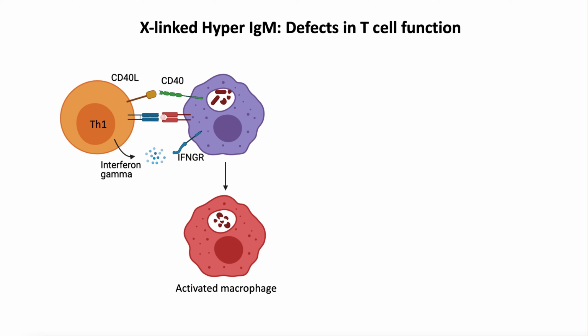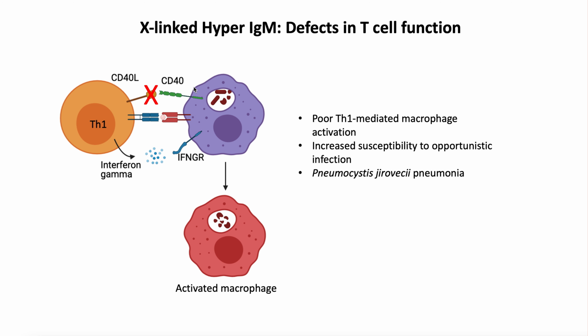And the reason why there's an increased susceptibility to even opportunistic infections in this antibody deficiency is that T cells also provide help via CD40 ligand to macrophages. And so this co-stimulatory pathway is important for macrophage activation, and you can have heightened susceptibility when this pathway is absent. And so one of the key infections associated with X-linked hyper-IgM syndrome is Pneumocystis jirovecii pneumonia.